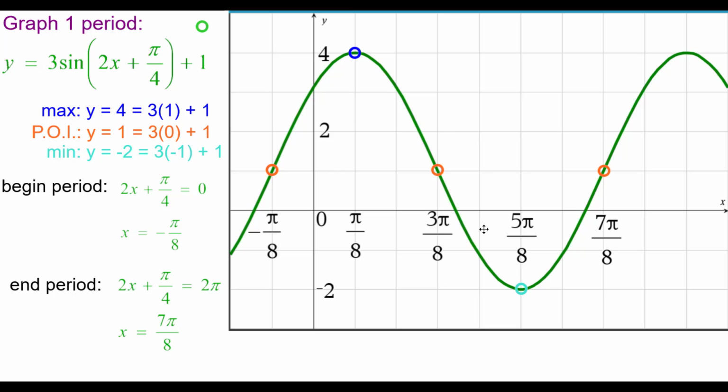And so this is what the graph looks like. We do have showing where the max is, where the points of inflection are, where the minimum is, the beginning of the period, the end of the period. So that should be able to help check what you came up with on your own.